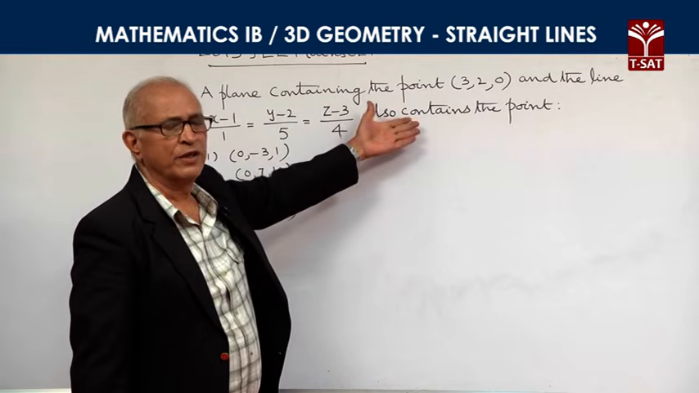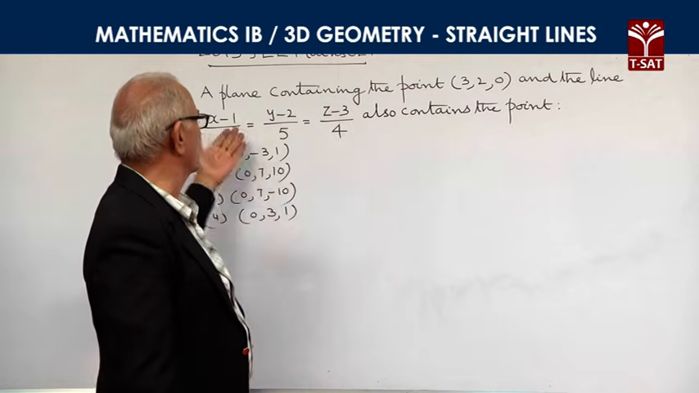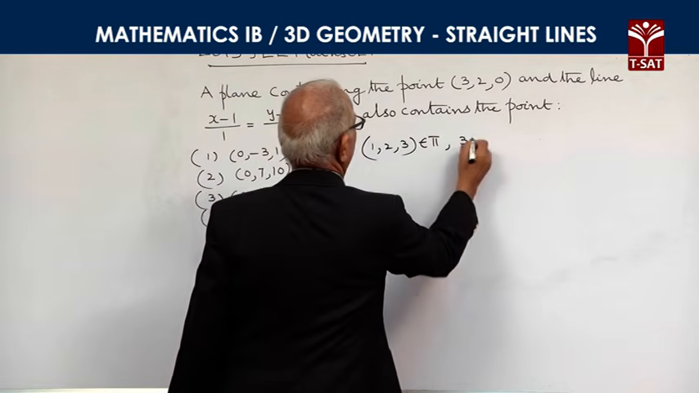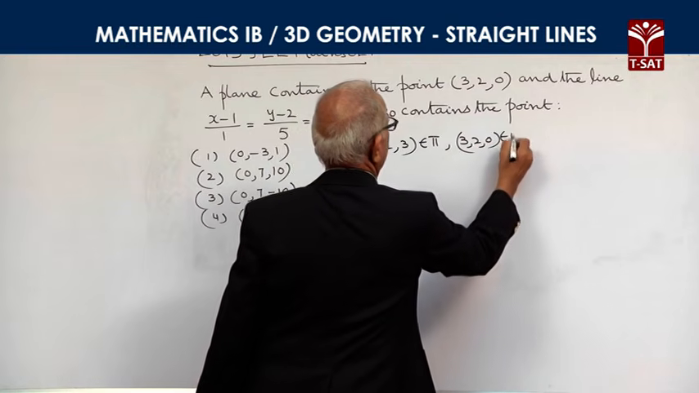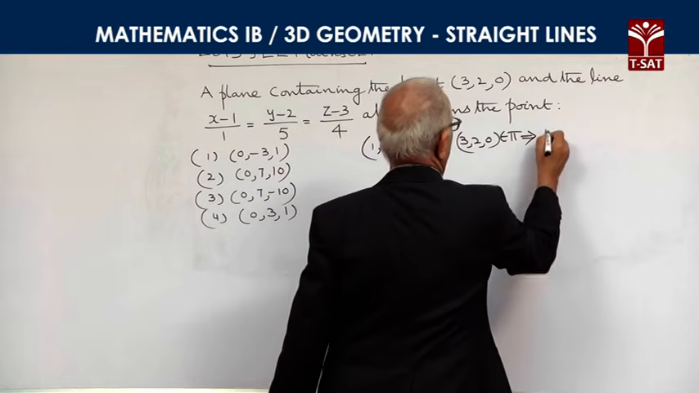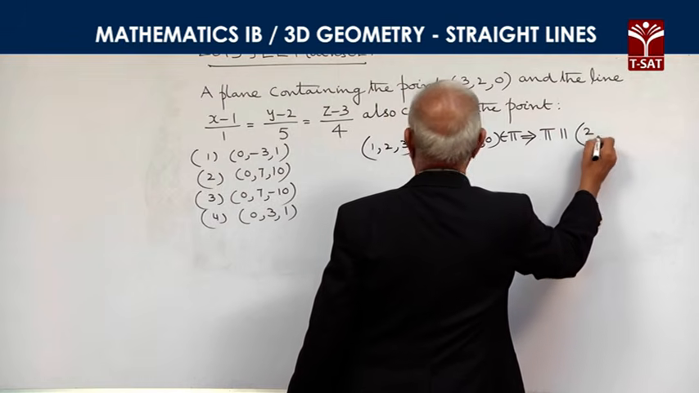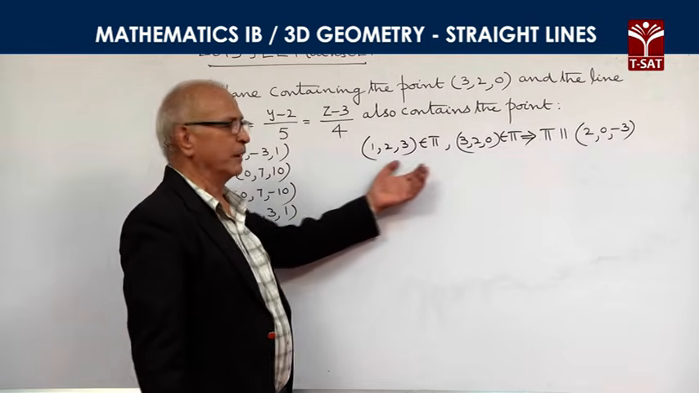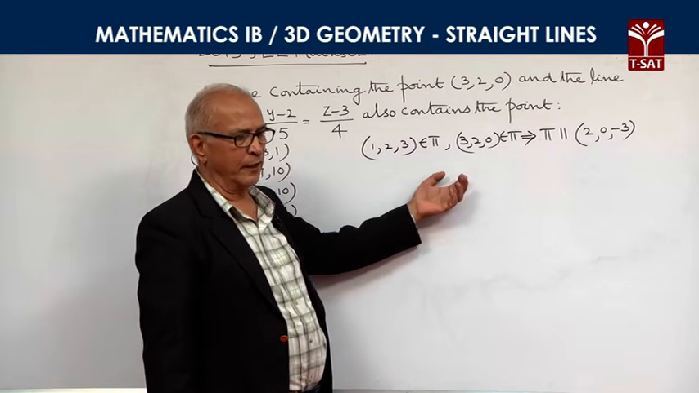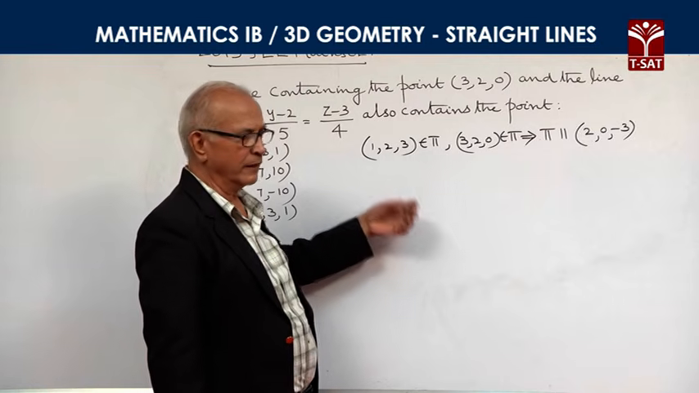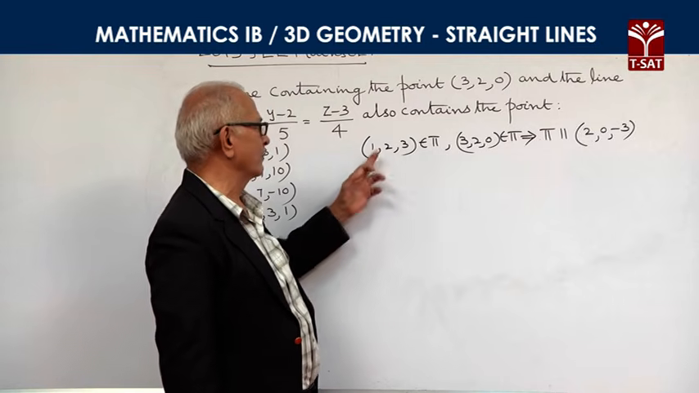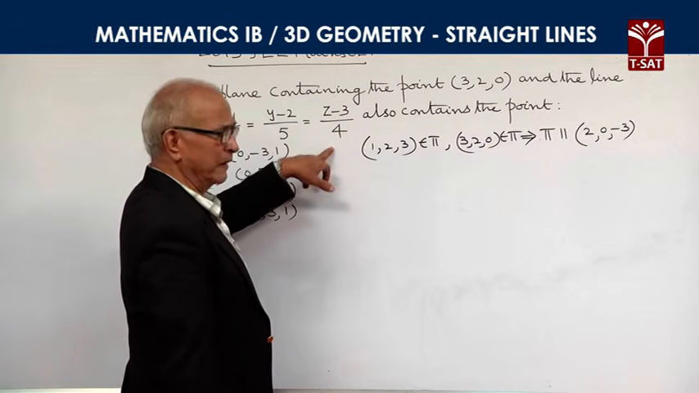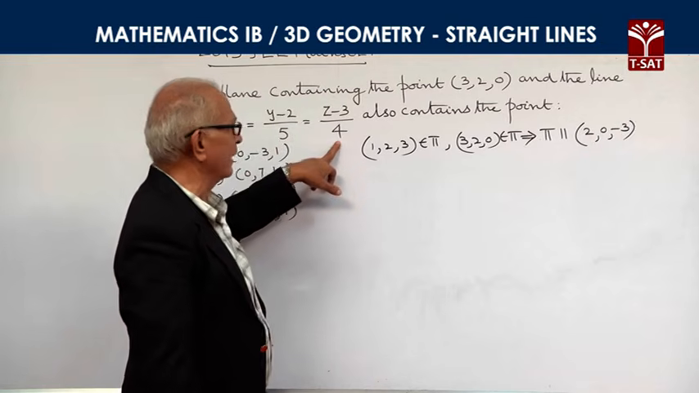First of all let us find the equation of the plane containing the point (3, 2, 0) and also the line. సో ప్లేన్ మీద (3, 2, 0) ఉంది, (1, 2, 3) ఉంది. (3, 2, 0) also belongs to pi. Implies the pi is parallel to the vector (2, 0, minus 3). రెండు పాయింట్లు ప్లేన్ మీద ఉన్నాయి కాబట్టి రెండు పాయింట్ల గుండా పోయే రేఖ ప్లేన్ మీద పూర్తిగా ఉంటుంది. అంటే ఆ రేఖకి దిక్ సంఖ్యలు 3 minus 1, 2 minus 2, 0 minus 3. Plane also contains the line. అంటే pi is also parallel to the direction of the line (1, 5, 4).